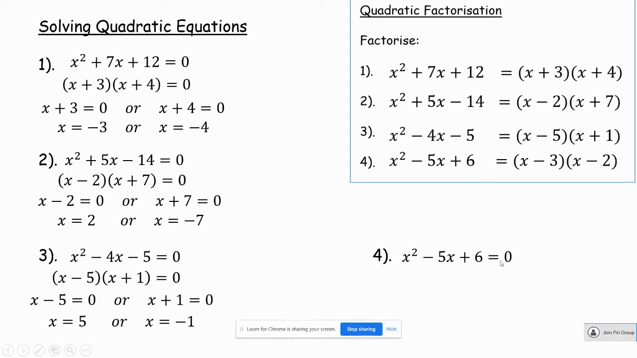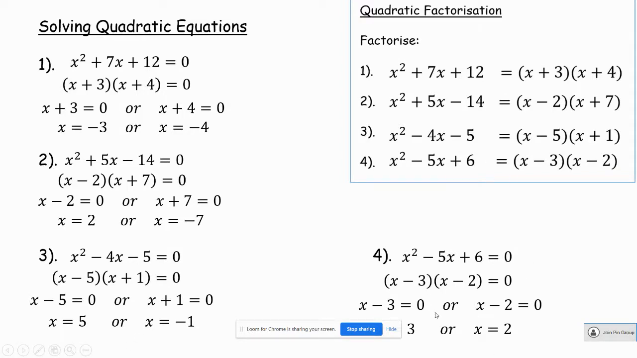Last one, exact same way. First step, factorize, equals 0. Next step, first bracket equals 0 or the second bracket equals 0. And then the last step, work out what x would have to be. Something take away 3 equals 0. So that's either going to be 3, or in this case it would be 2. So x equals 3 or x equals 2. And you got two answers each time.